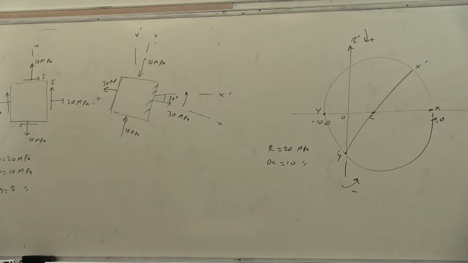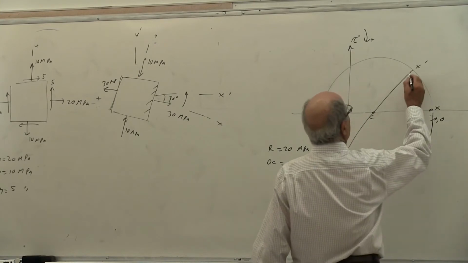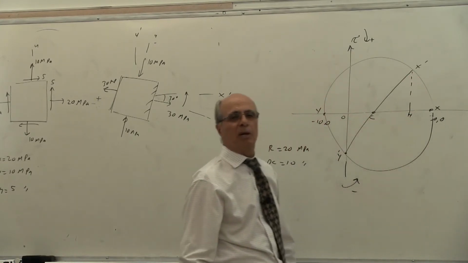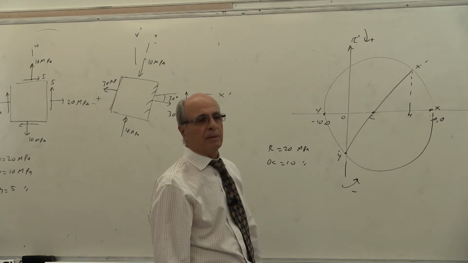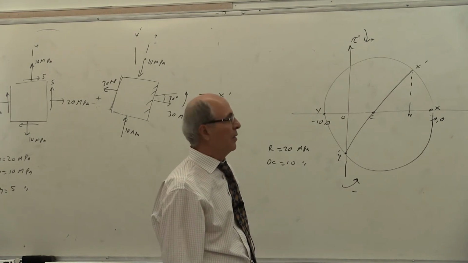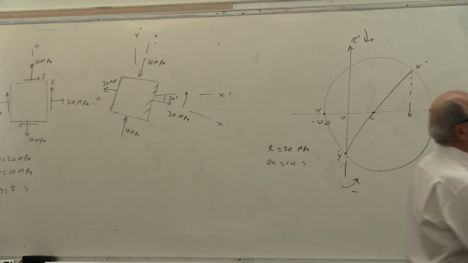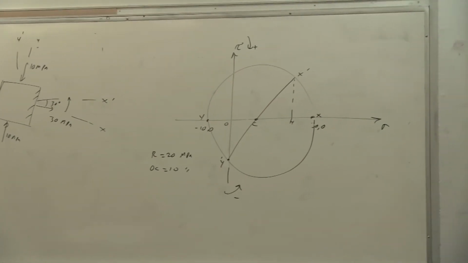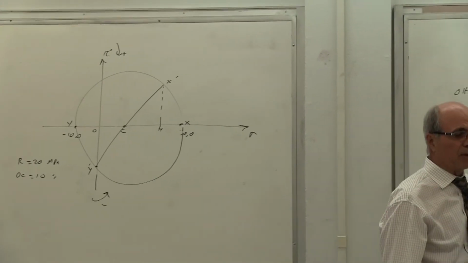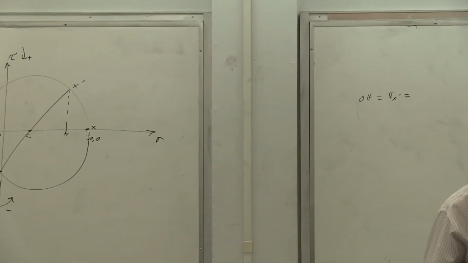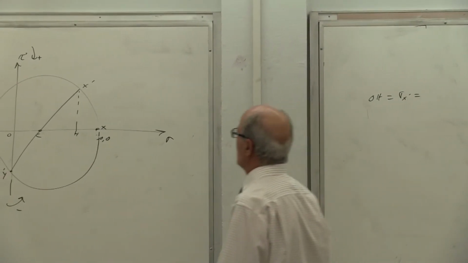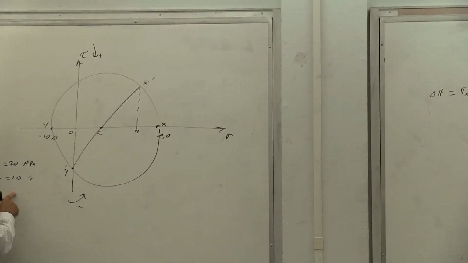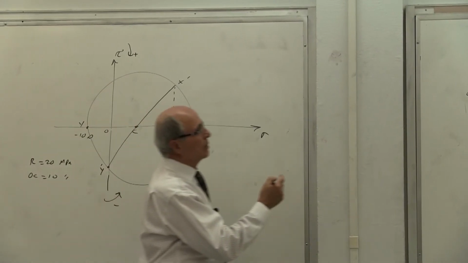What do we need? We need this length, OH. That is sigma x prime. Correct? OH, sigma x prime. So OH equal to sigma x prime equal to what? That's what we did last time for you. It is equal to, what's OC equal to? OC equal to 10. So 10.